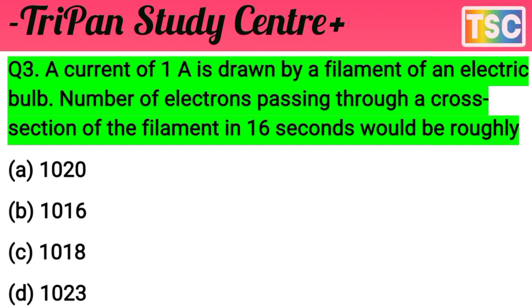Did you understand the question? A current of 1 ampere is drawn by the filament of an electric bulb. The number of electrons passing through the cross section of the filament in 60 seconds would be roughly. The answer is mostly important. The answer is A, 10^20. That's important here.